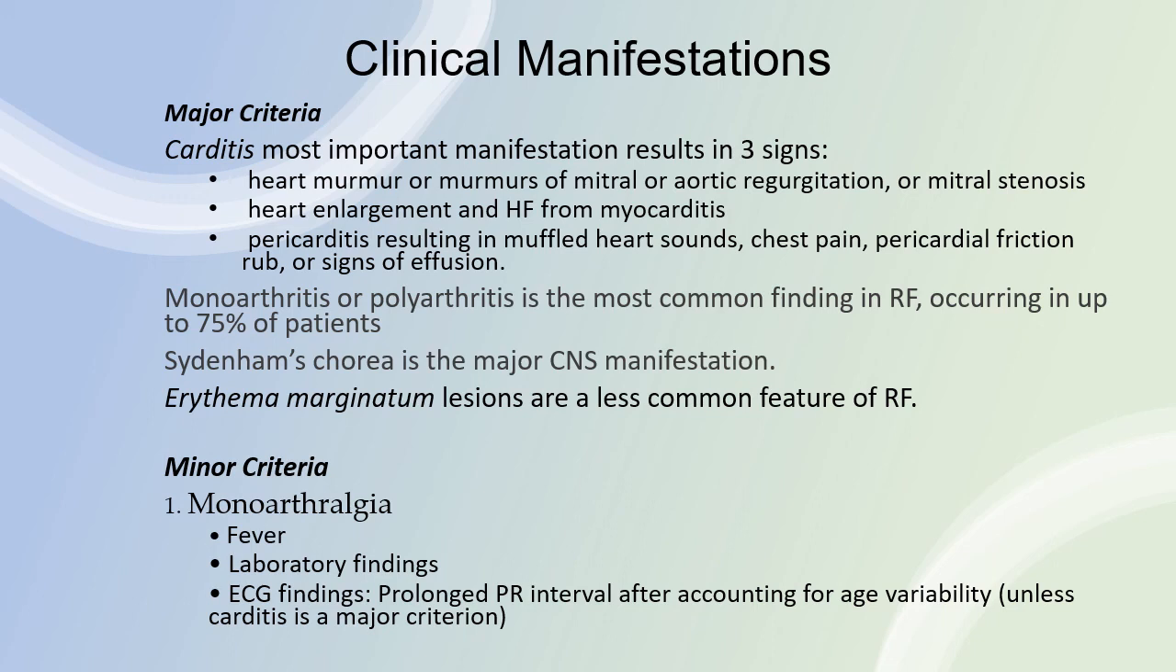It was probably mentioned in your adult class that the patients who have RF develop monoarthritis or polyarthritis. This happens in about 75% of the patients. The inflammatory process affects the synovial membranes of the joints. This causes swelling, heat, redness, tenderness, and limitation of motion. The larger joints, particularly the knees, ankles, elbows, and wrists, are most often affected.